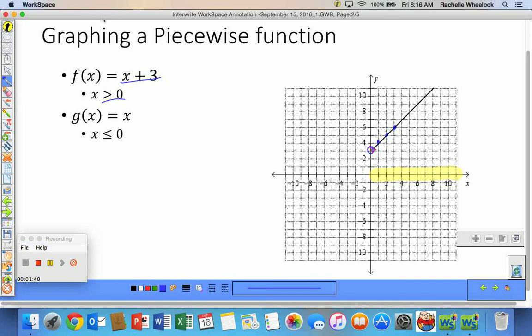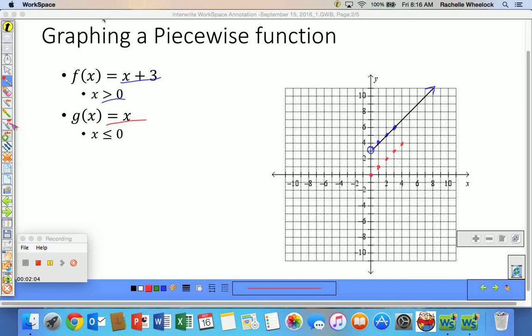Now my second function is g of x equals x. This is the line that has a y-intercept of 0, 0, and a slope of 1. We'll draw this line, and then we'll decide which part of the graph we want to keep and which part we want to erase.